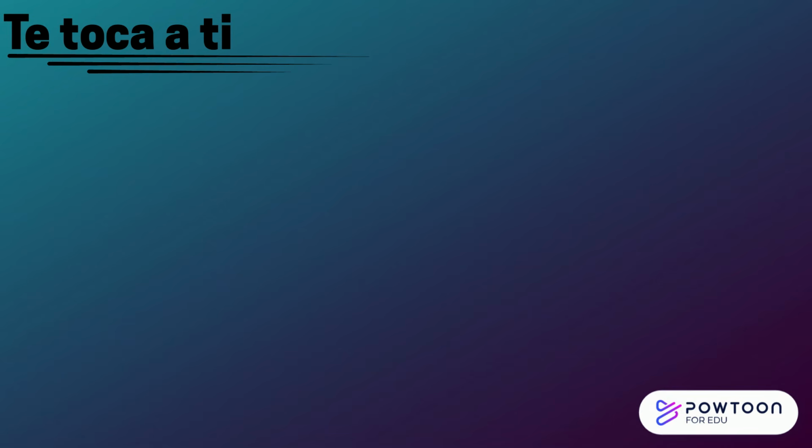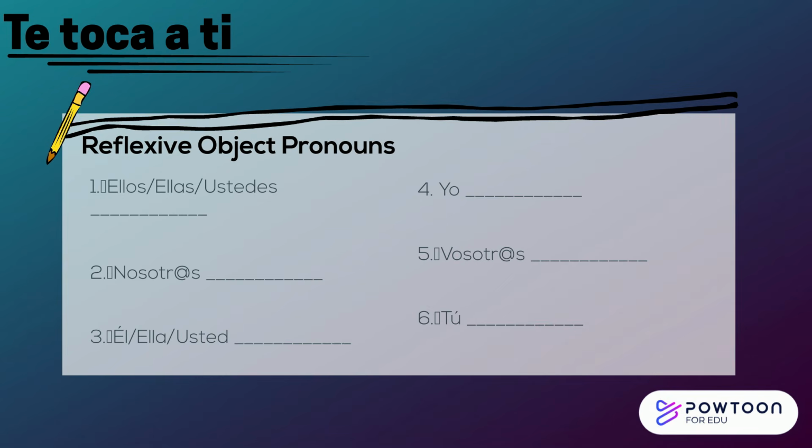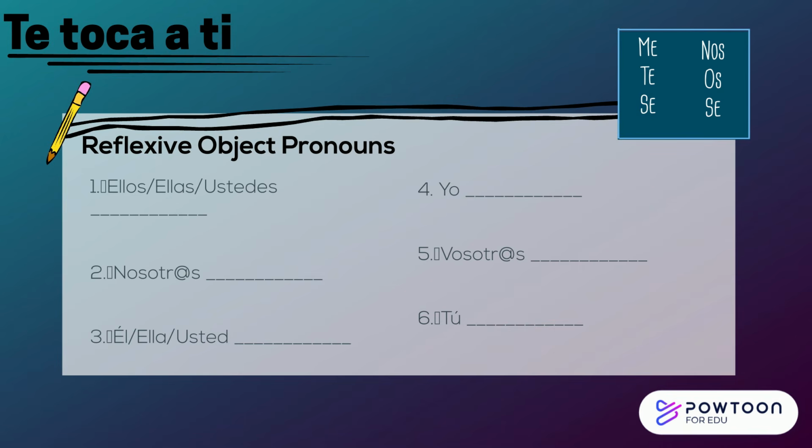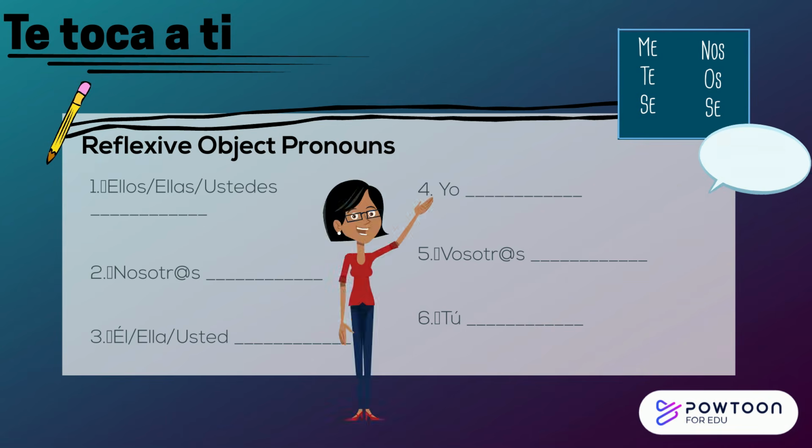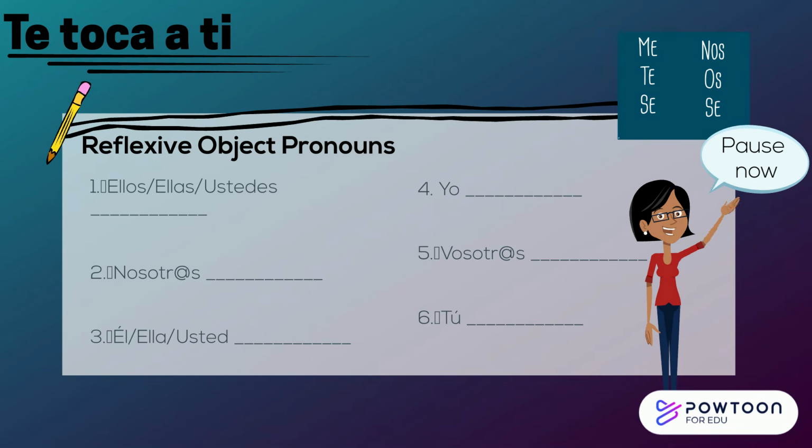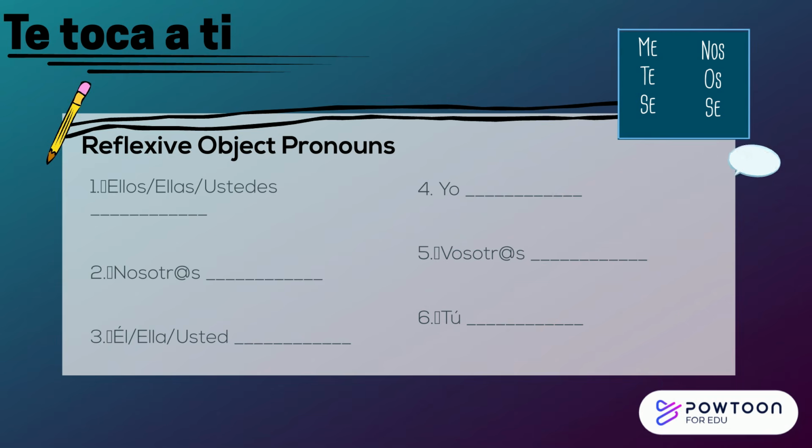Well, te toca a ti. Let's start simple, and then we'll move on to sentences. Look at the pronouns below and match them with the correct reflexive object pronoun. I did mix them up a bit just to give you a little bit of a challenge. Remember to pause the video to give yourself time to think or to review your notes. Did you get se, nos, se, me, os, and te? If you didn't, you can always try again, and you can always pause to review the notes.